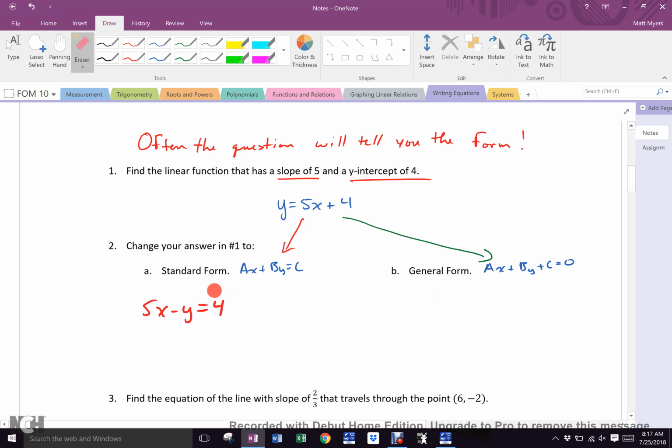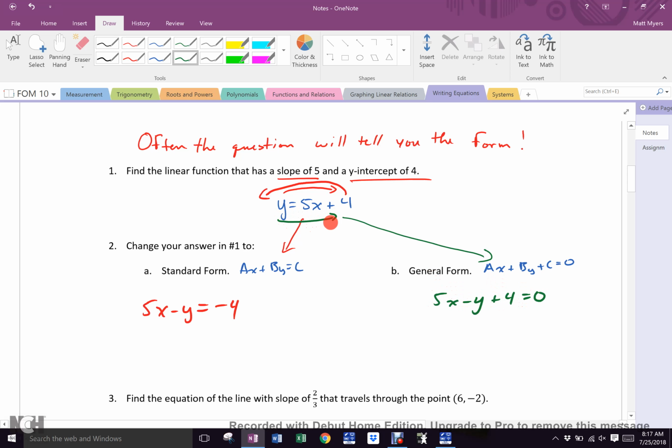Why does it need to be -4? If I move the Y over here, I got to move the 4 over here, right? So I move the Y, then I got to move the 4. And I'm using red because red was the standard form. Now, general form, she was almost right. 5x minus y plus 4 equals 0. Because in that case, only the y had to move.